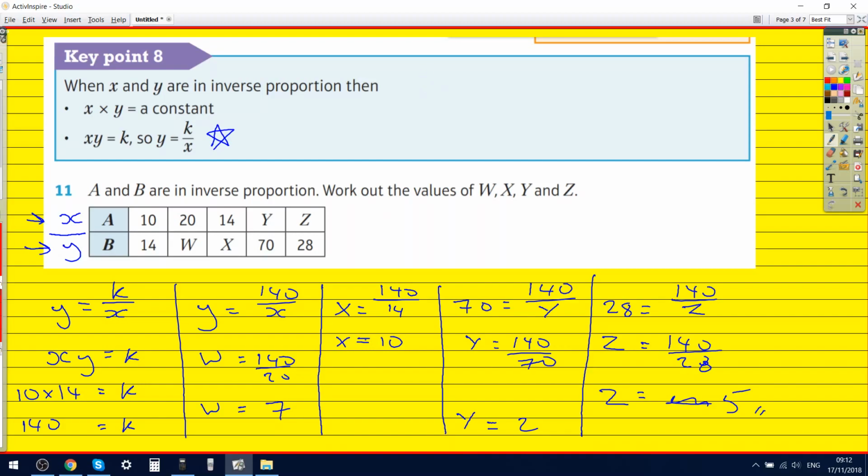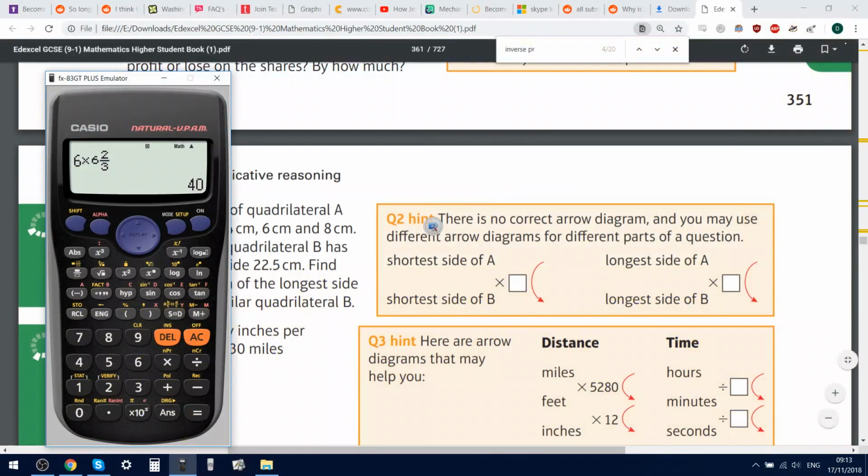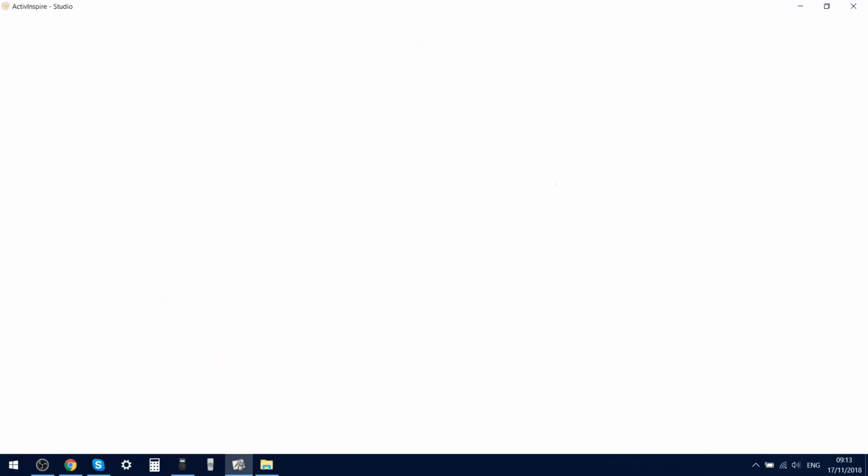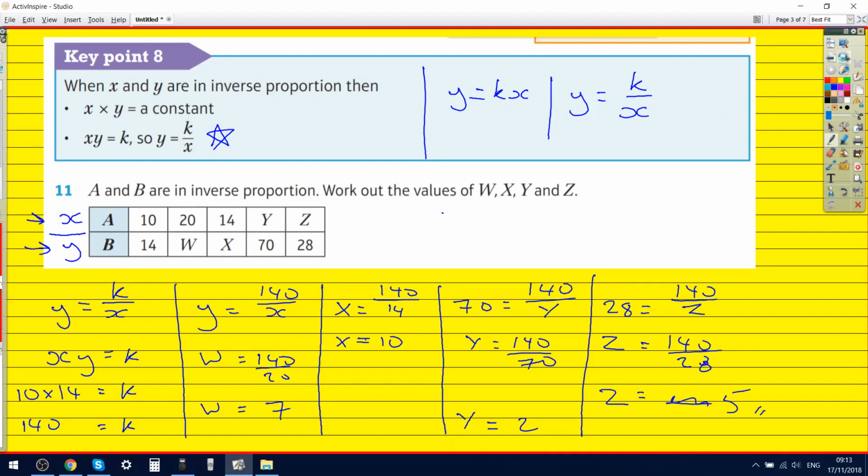No. And so if they say they're directly proportional, y is equal to kx, find k and then use it. If they say they're inversely proportional, y is equal to k divided by x. So this one is k times x, this is k divided by x. And use x and y to get k, and then use that to get other stuff. Any questions there? No. Okay.